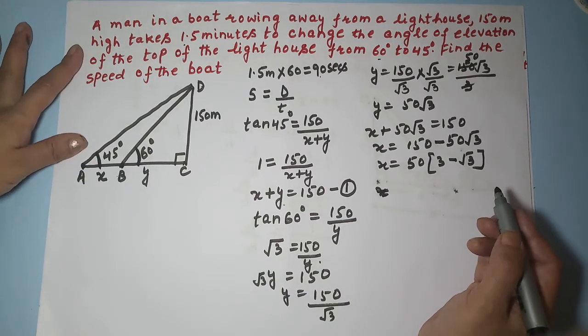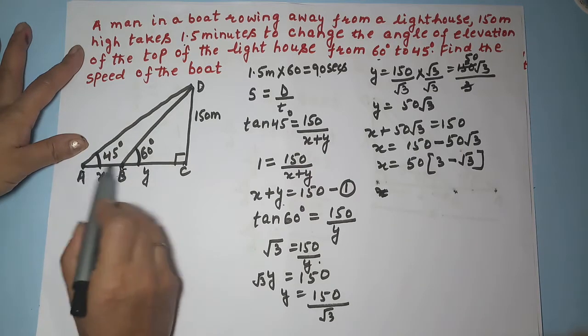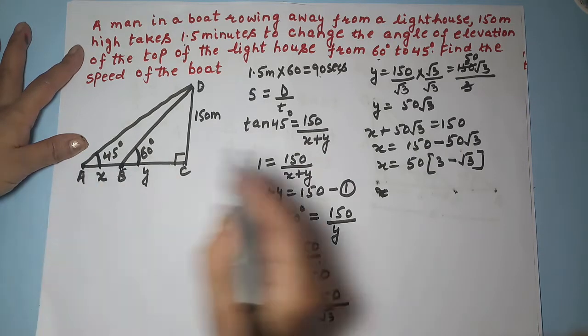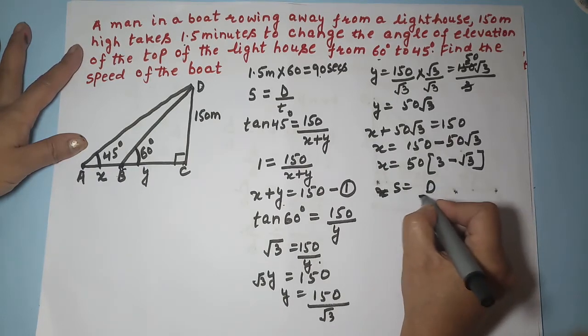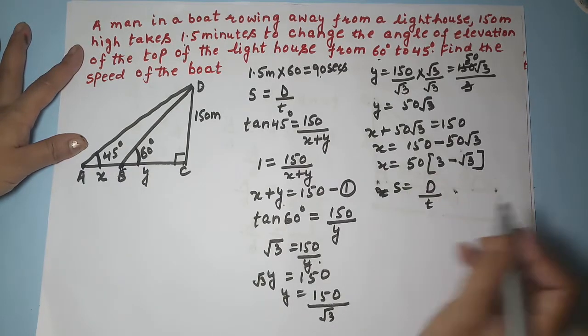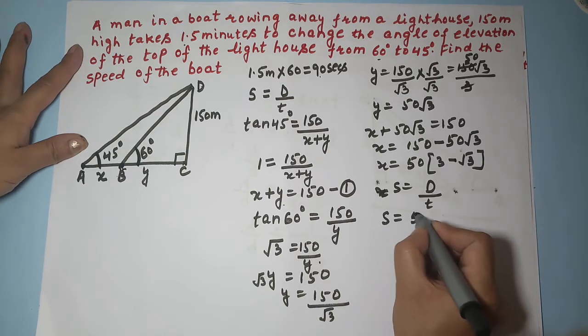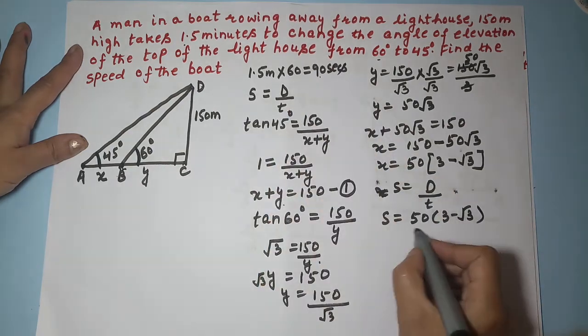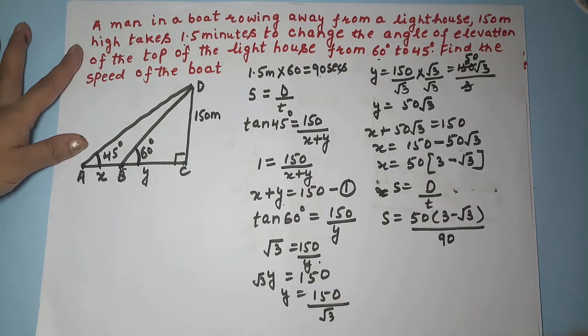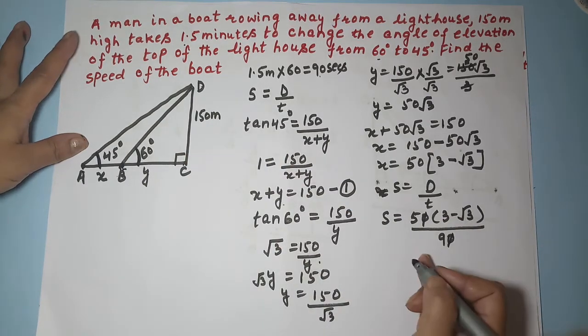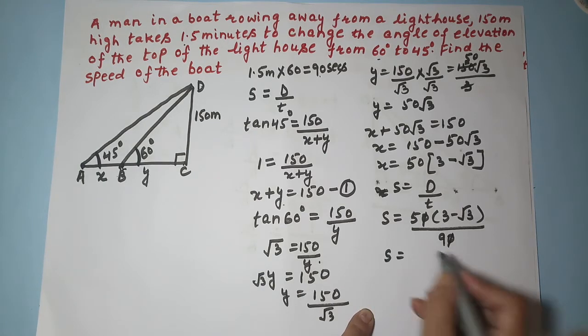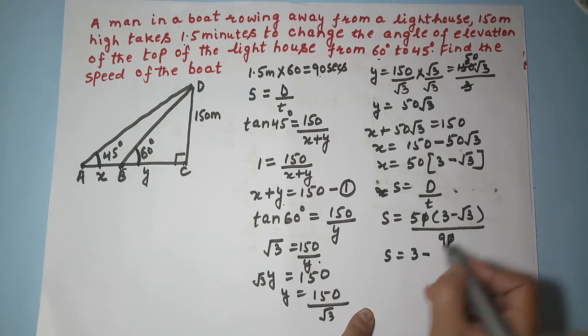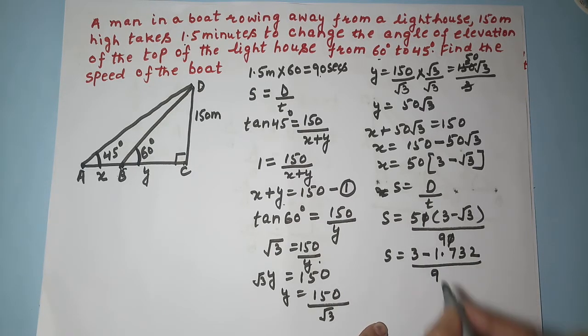Now I need to calculate the speed of his boat, speed with which he is rowing the boat. So speed is equal to distance upon time. Distance now I have got this much. So my speed will be 50 into 3 minus root 3, and time is 90 seconds, right? This is in meters. So this 0 and this 0 will go. So I am left with S is equal to 3 minus 1.732 divided by 9, right?